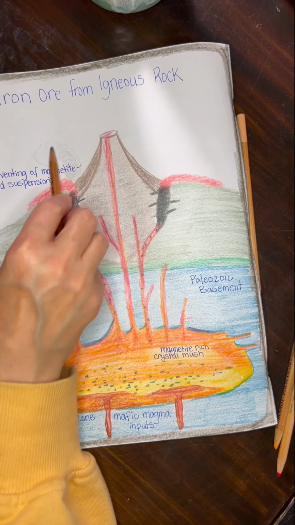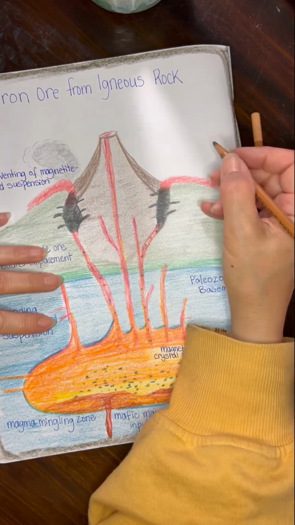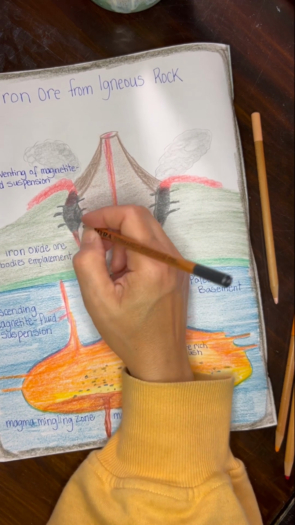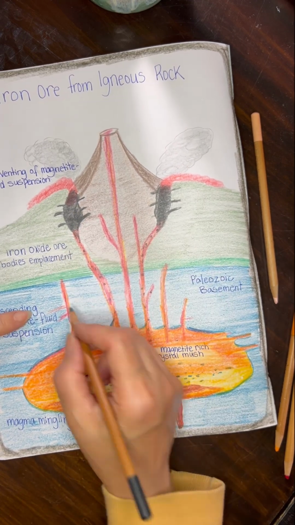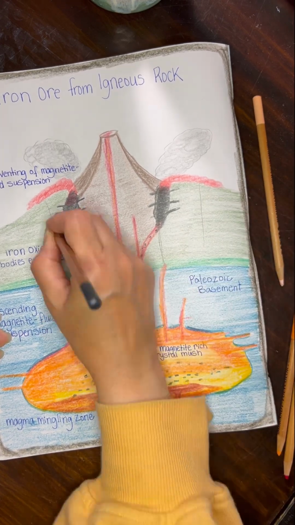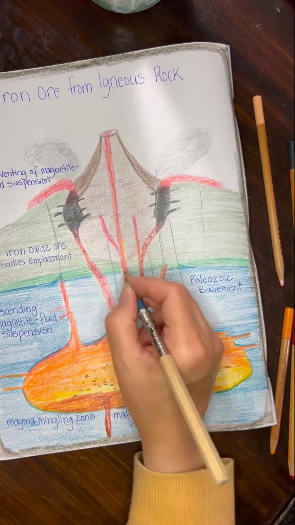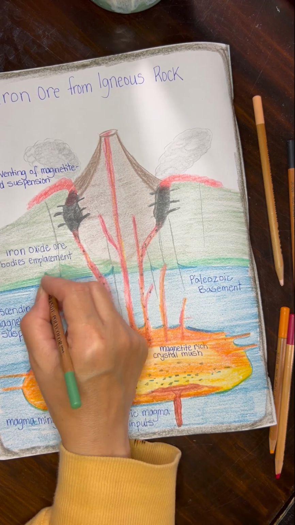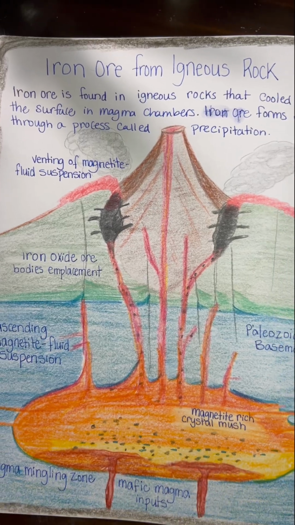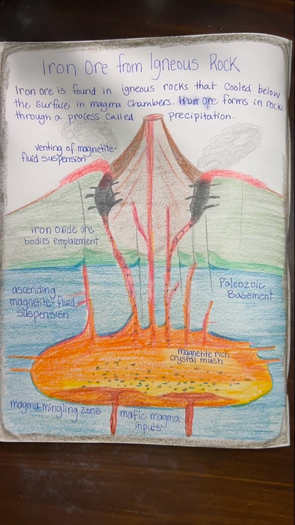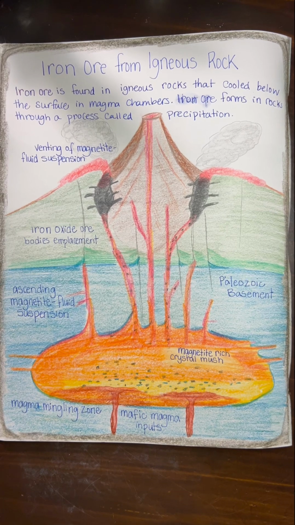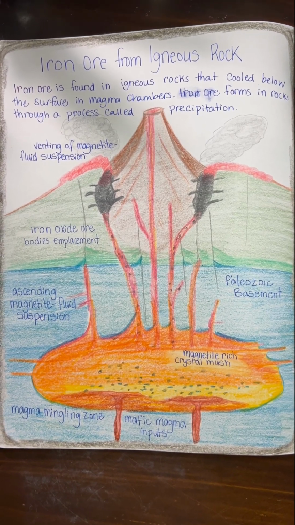The other thing that's important to understand is that while there are an abundance of minerals within magma, it really depends on the surrounding rock and the presence of water as to which minerals are going to precipitate out and how they're going to precipitate out. So you can see that in this illustration, I have included some of those particles to really show that process of precipitation and the whole process of the iron ore production through volcanic activity.